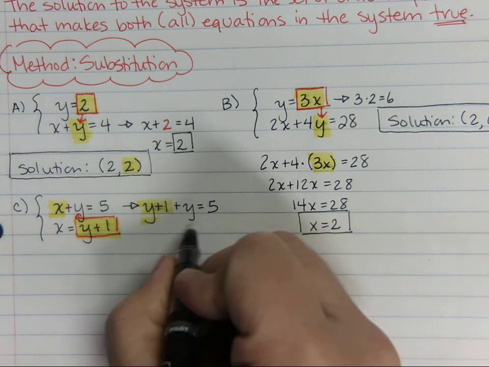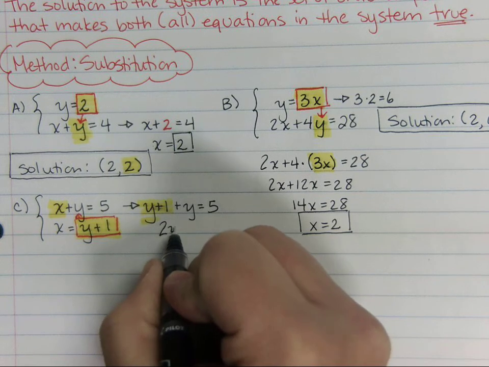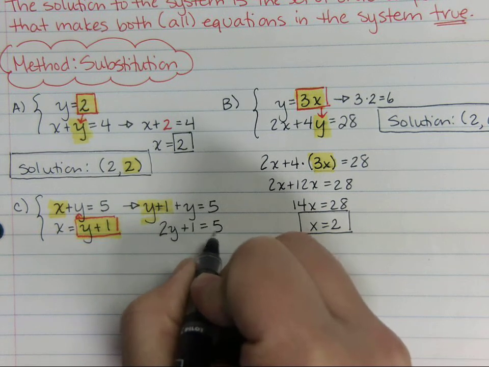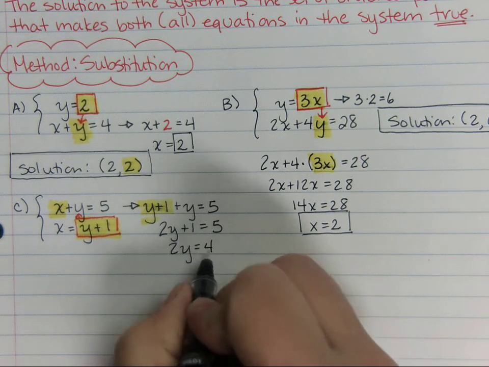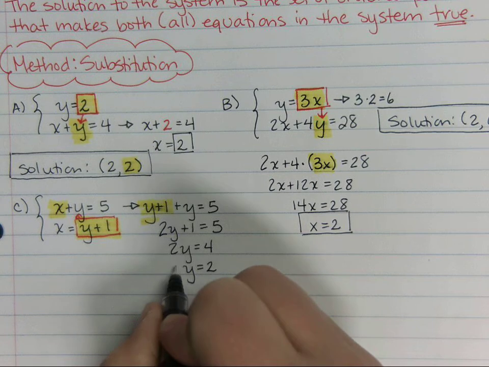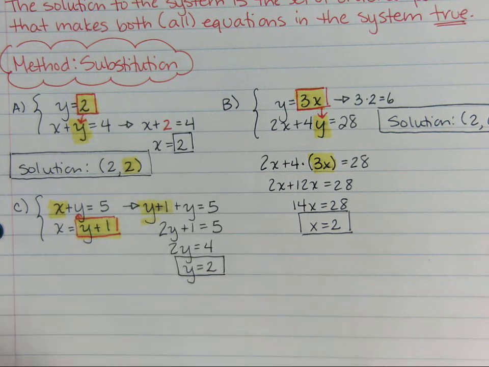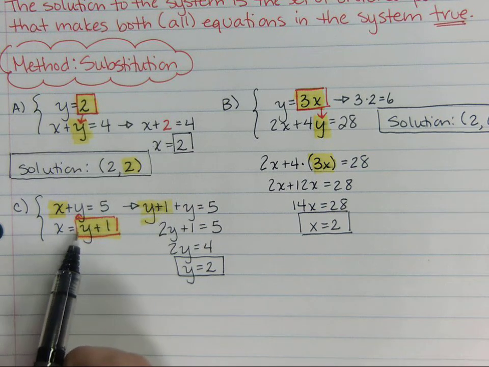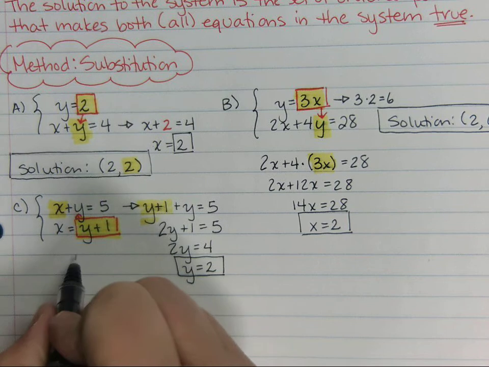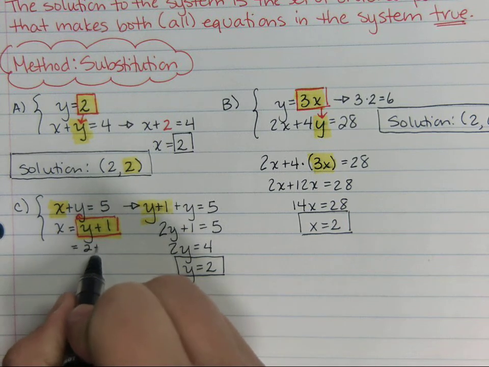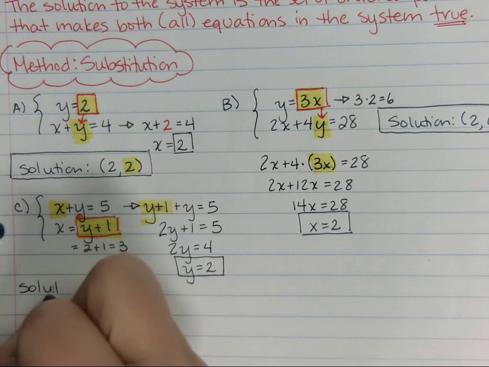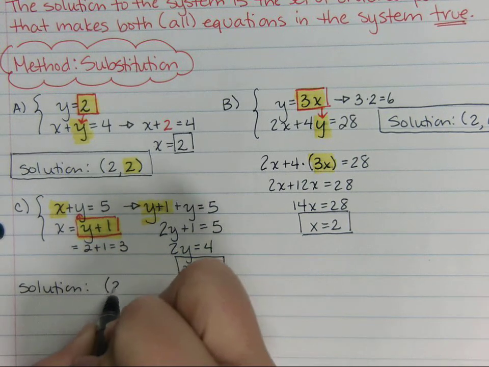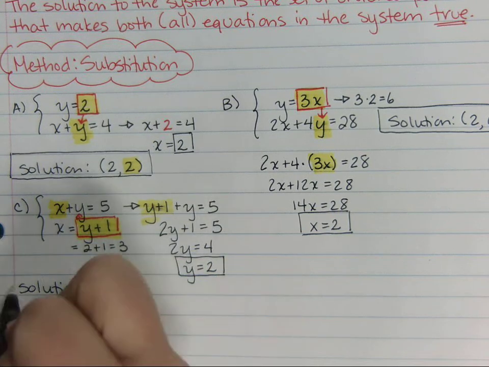Now again, our goal is to solve this equation. When I combine my like terms, I get 2y plus 1 equals 5. Then I'm going to move the 1 over to the other side and solve for y. And so now I know what y is. Again, we can go back into the expression where it says x equals y plus 1 and resubstitute to get the value for x. So now my solution is when x equals 3 and y equals 2.